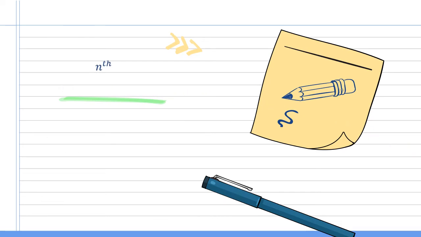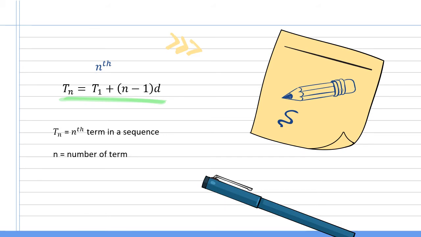Next, let's have the formula in getting the nth term. We have tₙ = t₁ + (n − 1) × d, wherein tₙ will be the nth term in a sequence, n will be the number of terms, and d is the common difference.